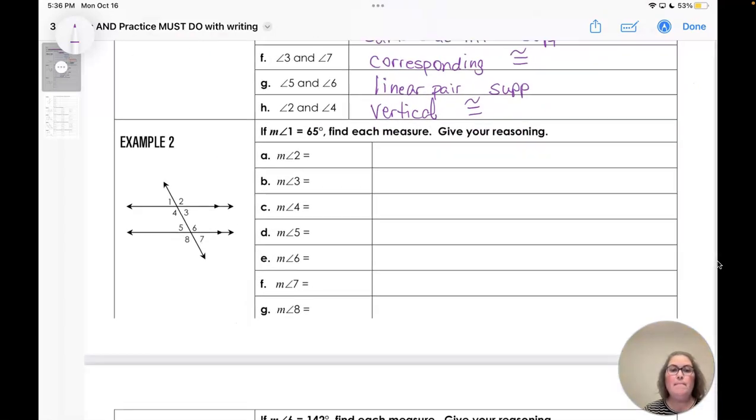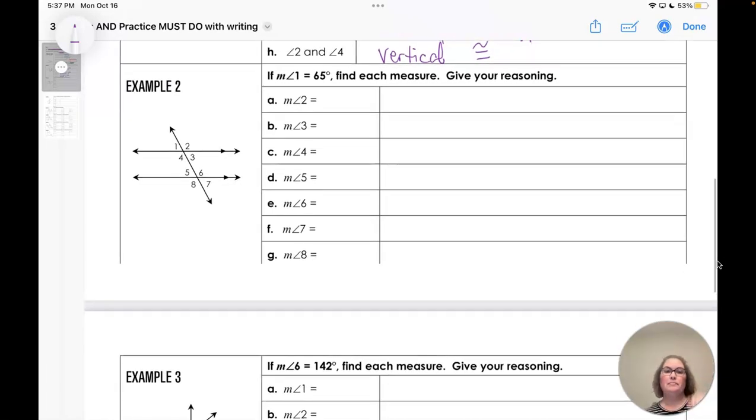So now if we put some numbers with this, we've got measure of angle 1 is 65 degrees. That's this one here. Then we're going to find each measure. So the first one that I usually see is going to be the vertical angles. Those are the easiest to identify. So here, 1 and 3 are vertical angles. So 3 is also going to be 65 degrees because they are vertical angles.